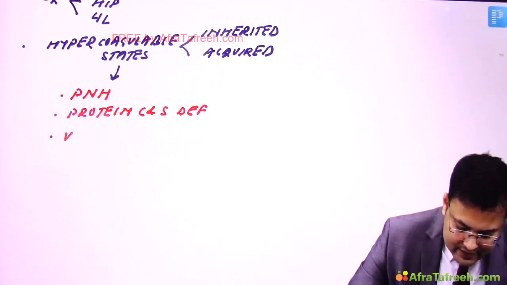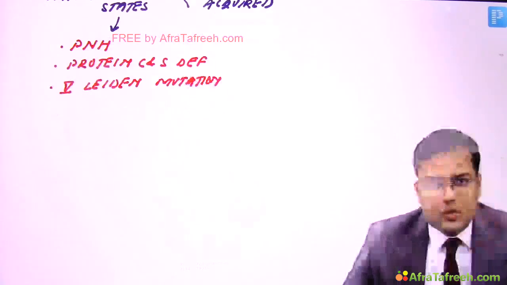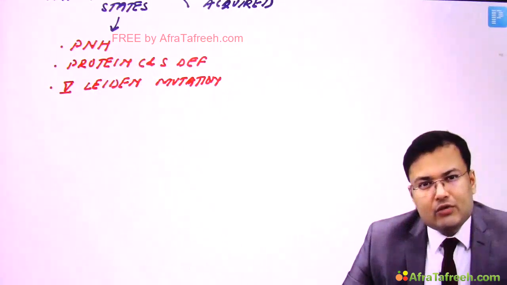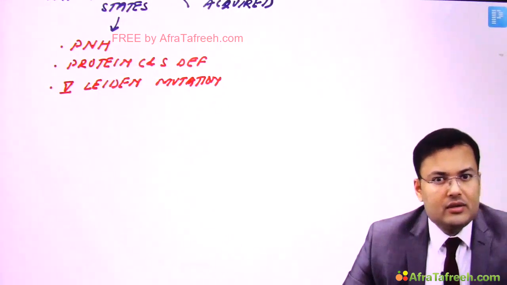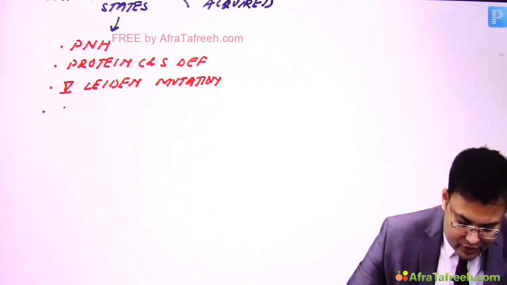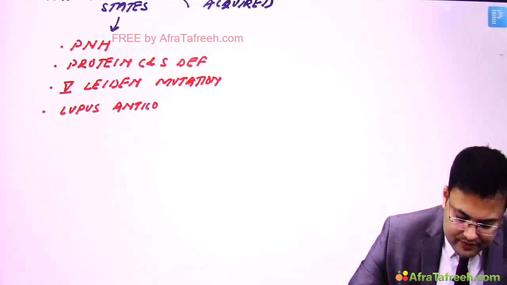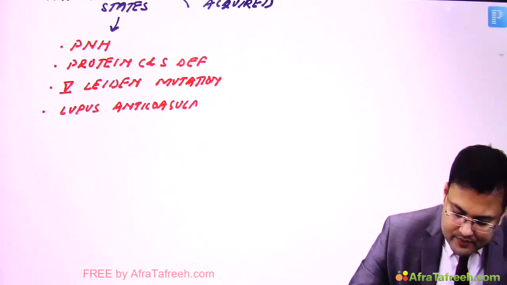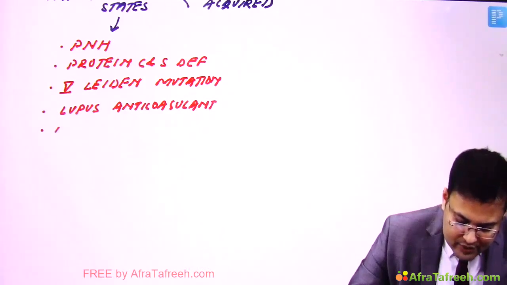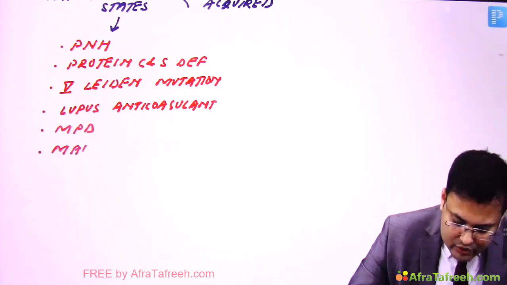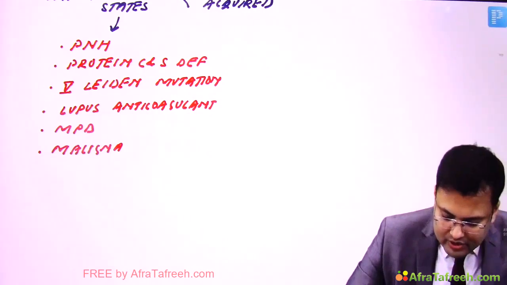Factor 5 Leiden mutation. What are the other factors? Lupus anticoagulant, myeloproliferative disorders, malignancies are also going to increase the risk of hypercoagulability.